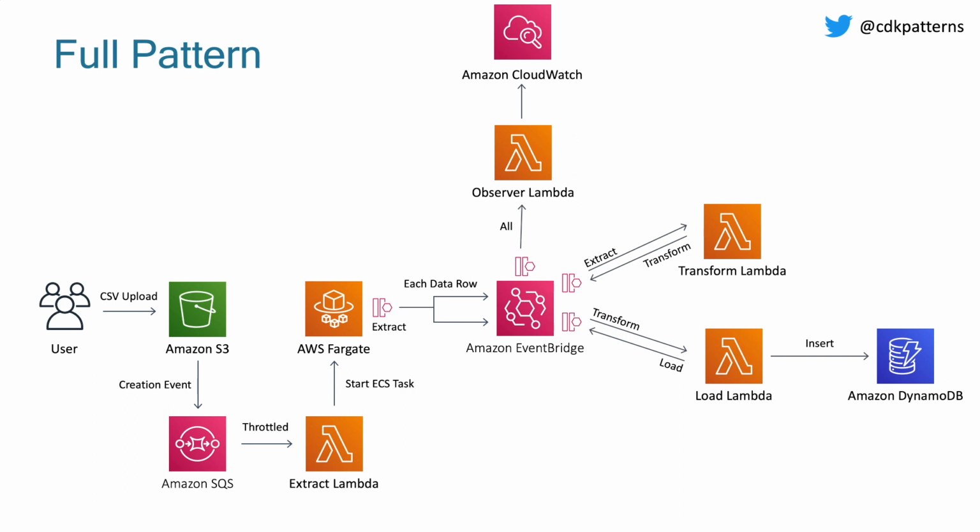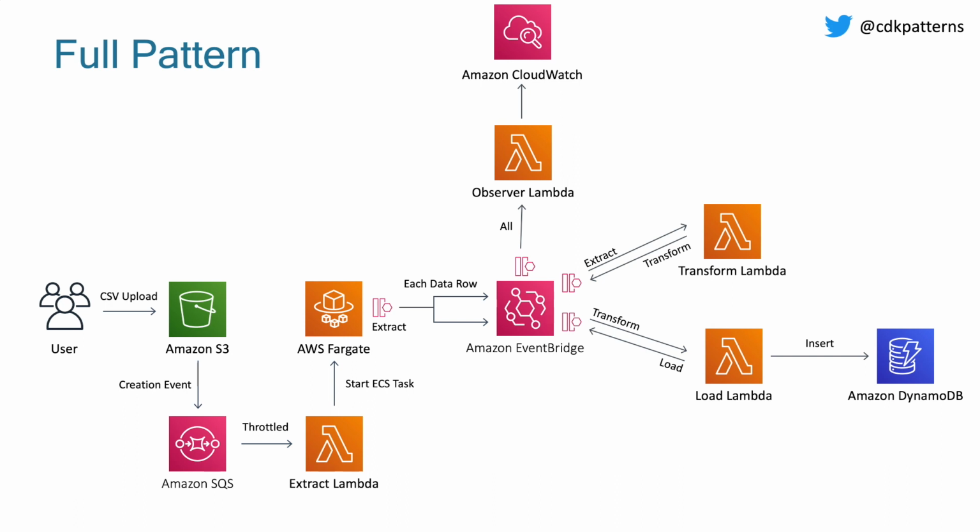I'm going to break down the pattern piece by piece, but before we do that, let's just take a 30-second sweep across the whole pattern and make sure that everybody understands where we're going. So on the left hand side, you will see the user uploads a CSV file onto Amazon S3. This triggers a creation event to be sent onto an SQS queue, which is consumed by an extract lambda.